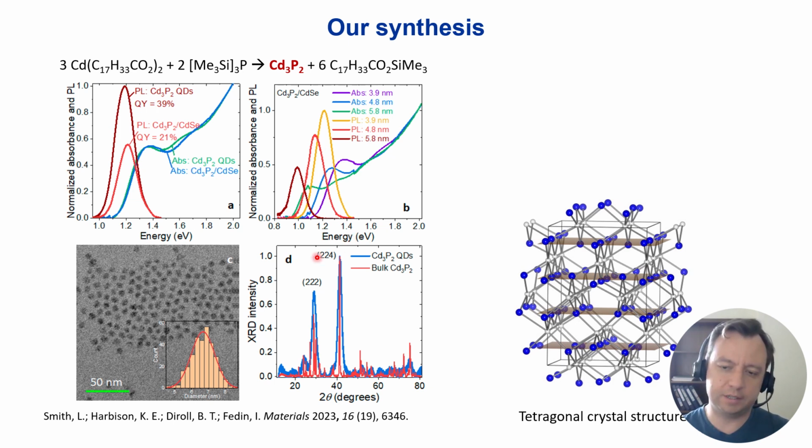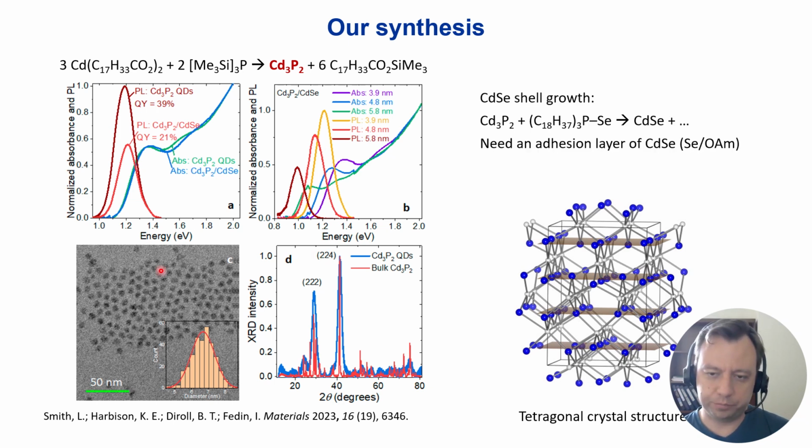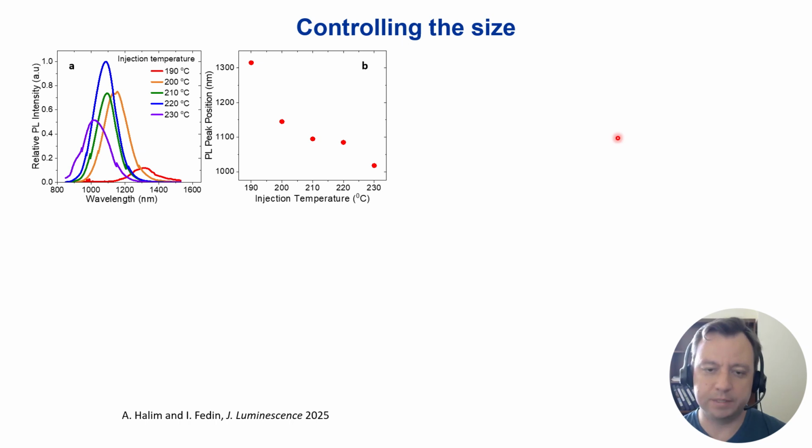The natural solution is a core-shell structure. At that time, we were trying to develop the cadmium selenide shell. Unfortunately, injection of trioctylphosphine selenide into cadmium phosphide dots immediately converted them to cadmium selenide. So we have the initial cadmium phosphide solution, which is black, a few droplets of selenide, and black turns orange. We developed an adhesion layer of cadmium selenide using a special treatment, and then on top of that adhesion layer, we're able to grow cadmium selenide.